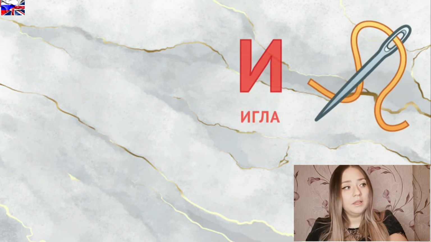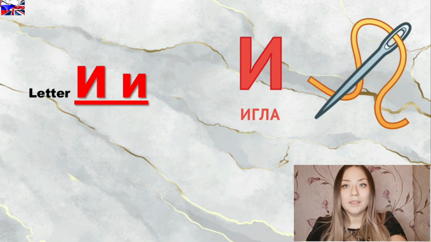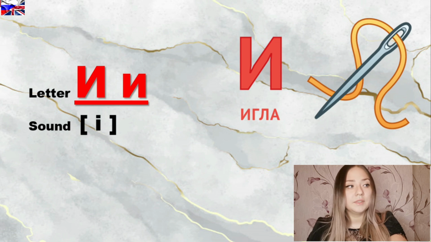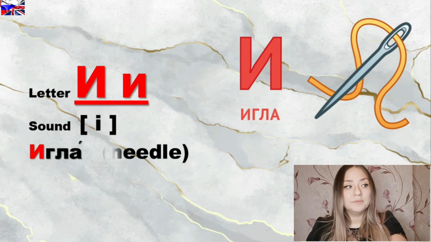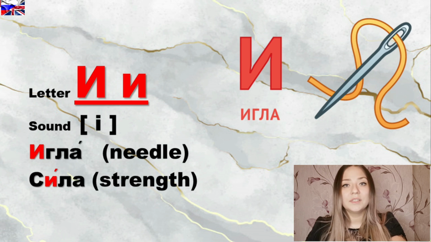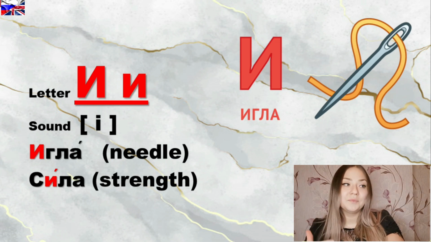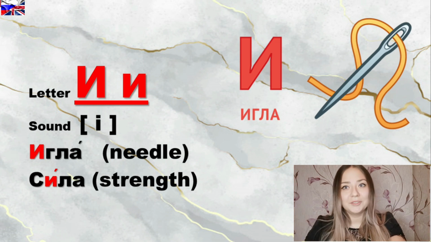The next one is a vowel, and it's E. Sound E. Same letter and the same sound, E. For example, needle. Needle is игла. And strength, сила. And also my name in Russian starts with this letter, Irina. So my name also takes this letter.